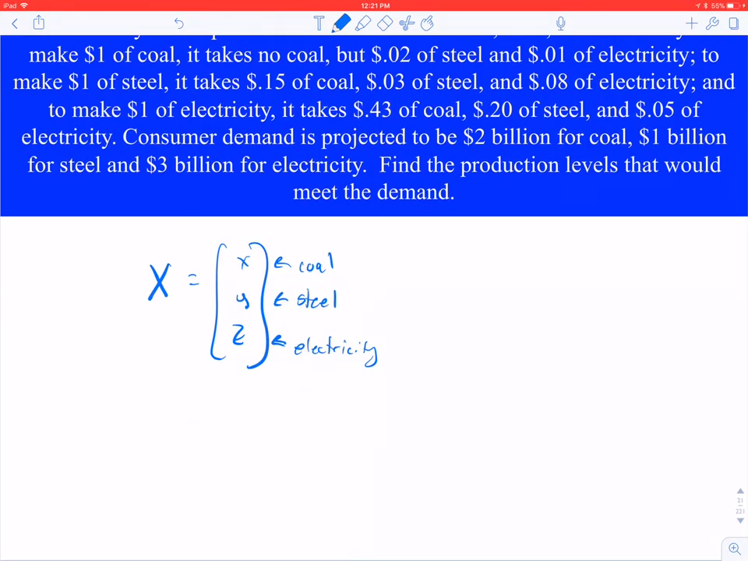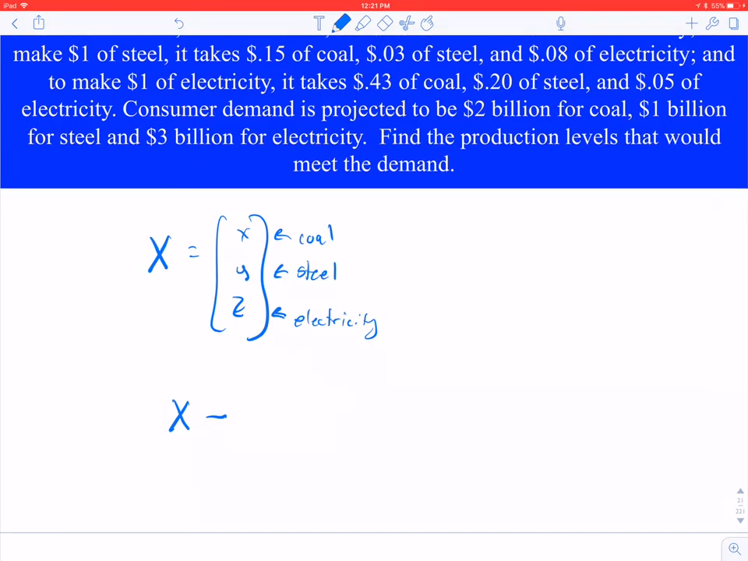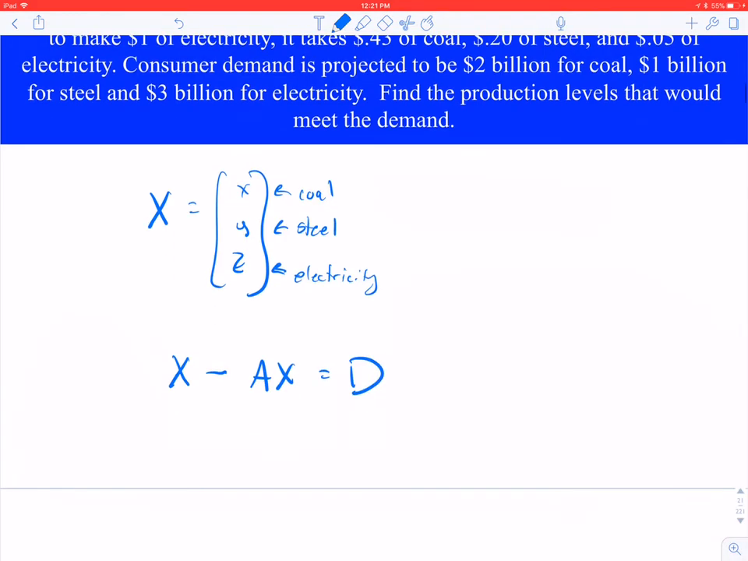So if we produce X amount, minus how much we use in production, because the whole point of the input output is, you use some of this stuff to produce itself. So we want to produce X amount, but then minus whatever's used up in production, and then to meet whatever the demand is.